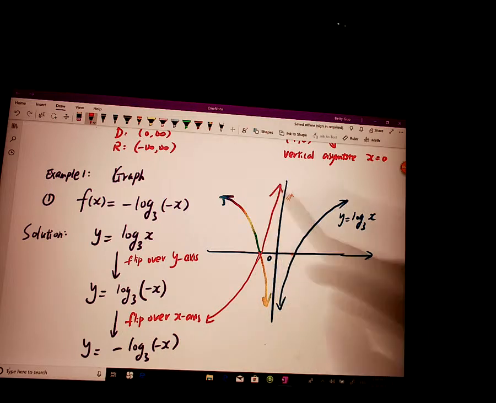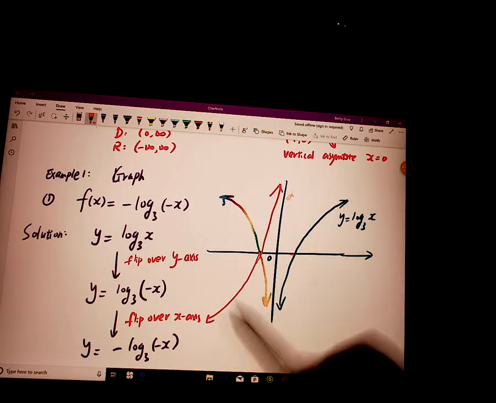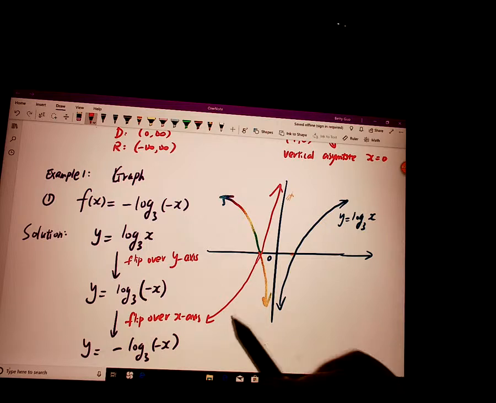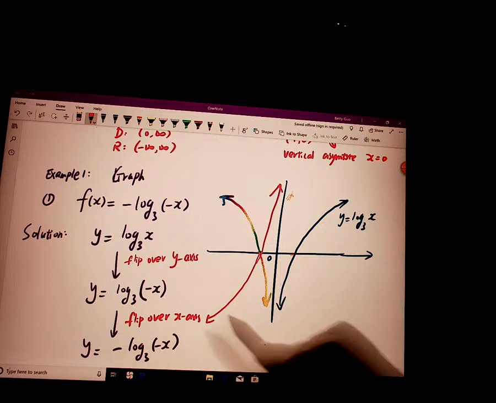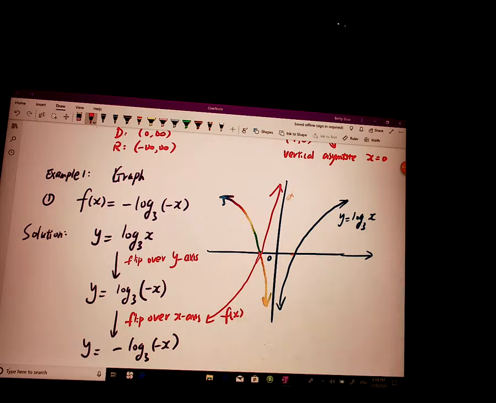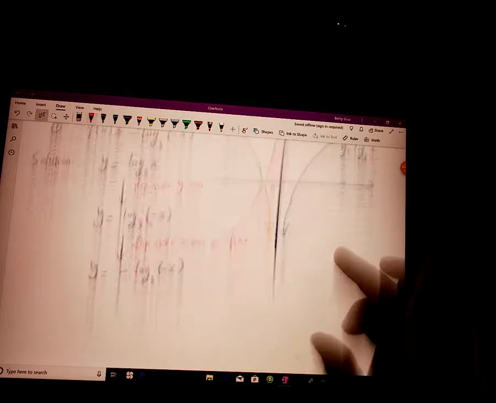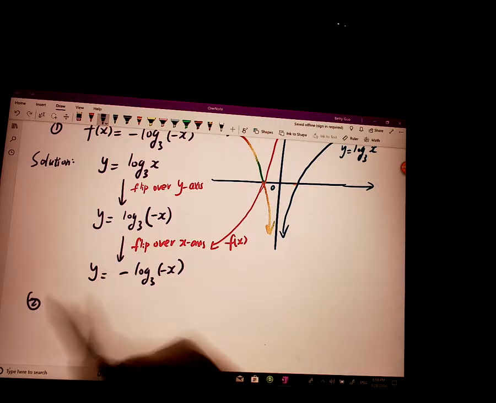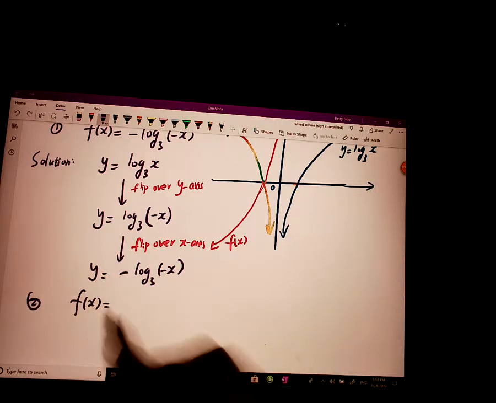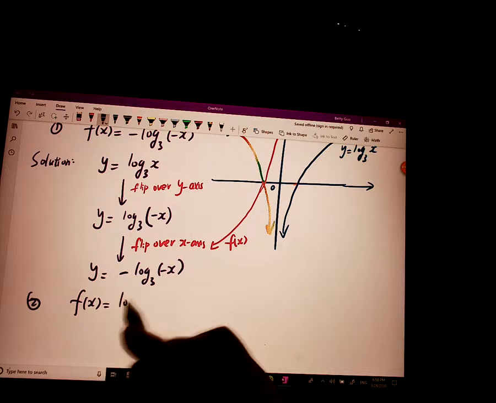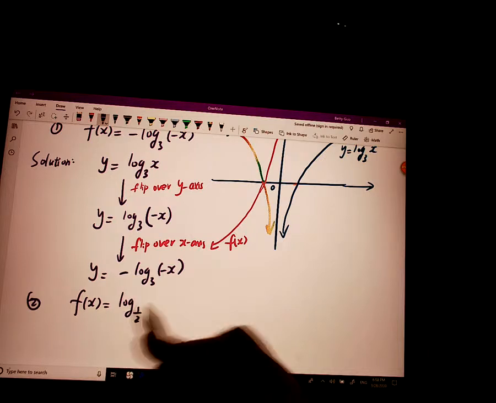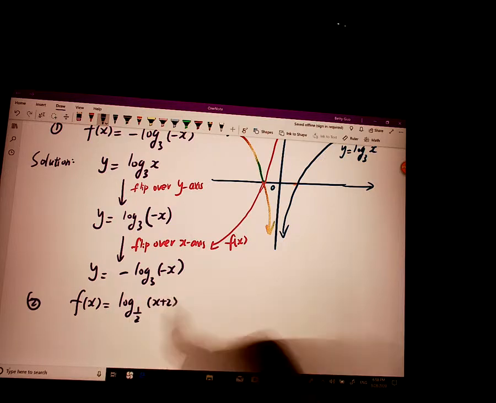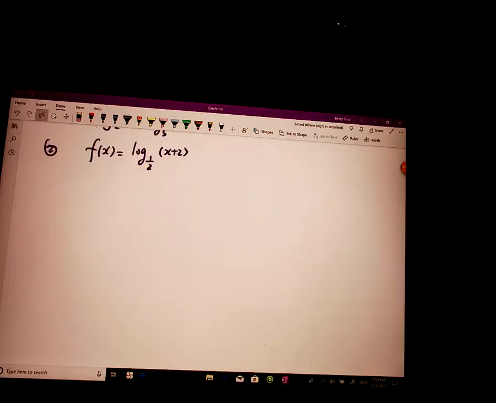The red curve is the graph corresponding to the given function, f of x. Okay? Number 2, we need to find a graph or sketch the graph for the function log with base half of x plus 2. Be very careful. This time the base is half.